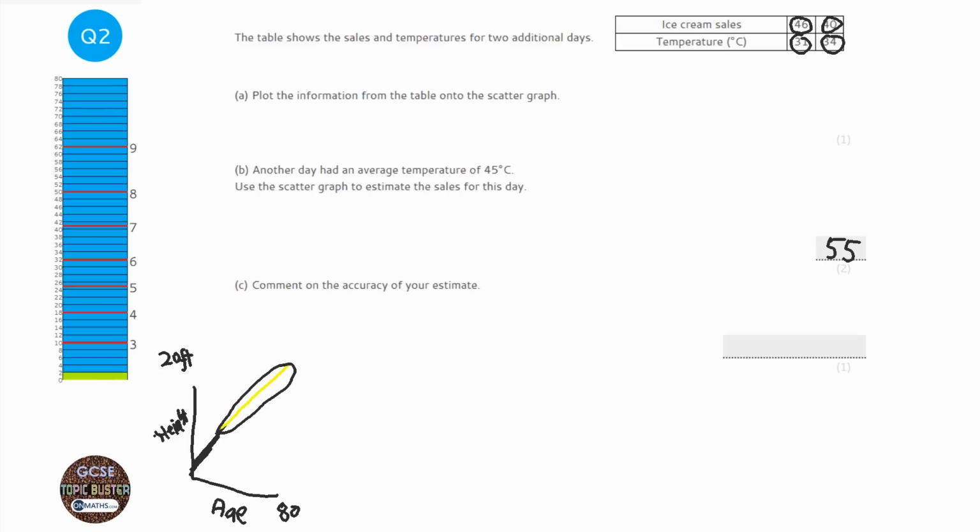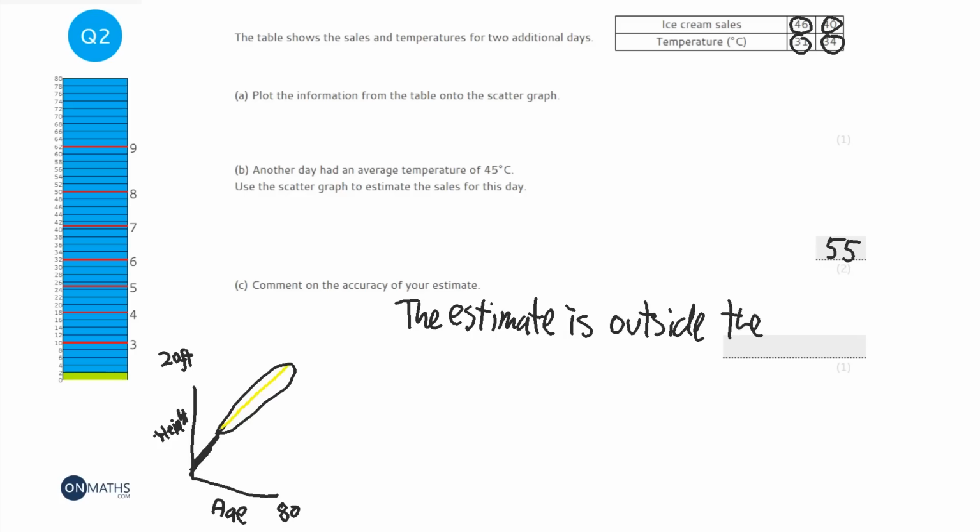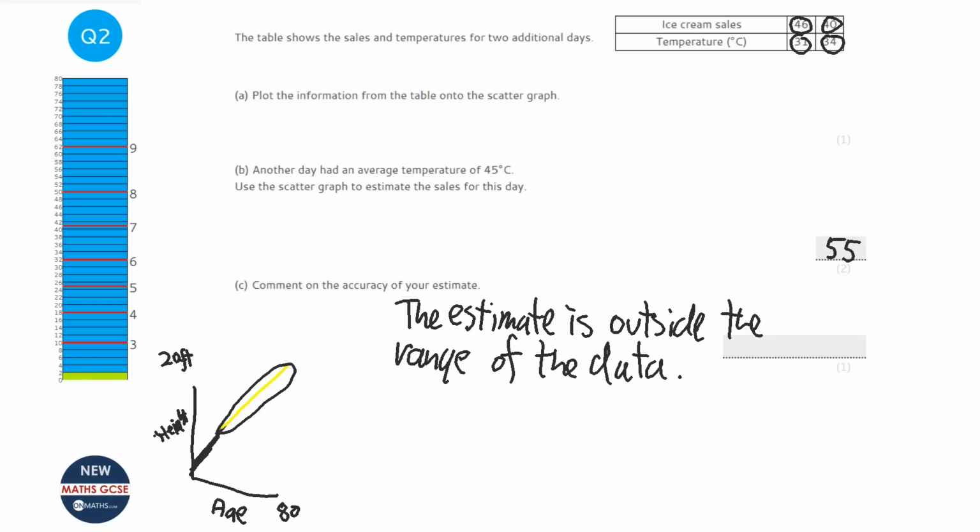Now with ice cream sales, if it's ridiculously hot, no one's going to leave their house. They're all going to be sitting inside with their air conditioning or sitting in their car with their air conditioning. So we know it probably won't continue. So if you just say that the estimate is outside the range of the data, and if you want to really impress the examiner, then you can use the word extrapolated. It's been extrapolated.